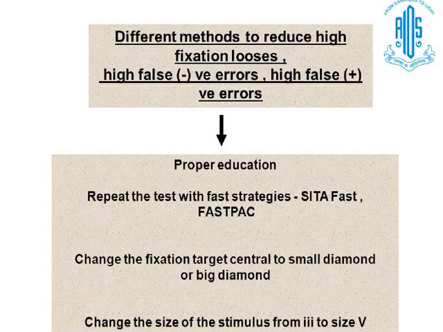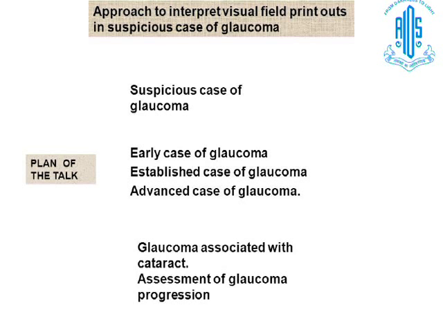So how do we avoid these artifacts? We need proper education, and we repeat the test with fast strategies if the patient is not able to do SITA Standard. Nowadays we are not doing any Full Threshold or Fastpac, it is only either SITA Standard or SITA Fast. Change the fixation sometimes from small to big diamond, or change the stimulus size from 3 to 5. So the most important art of perimetry is picking up the artifact. With this good knowledge, now we will proceed.